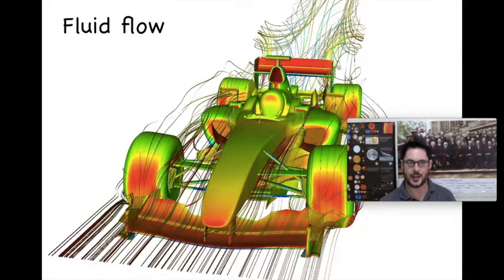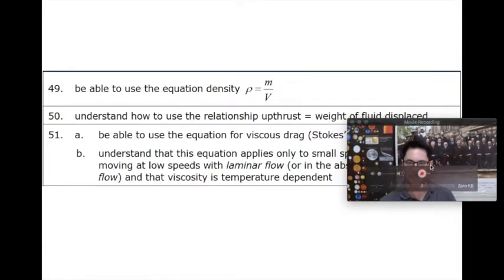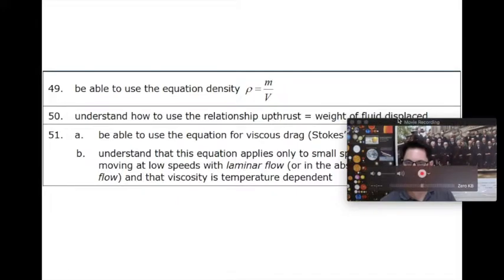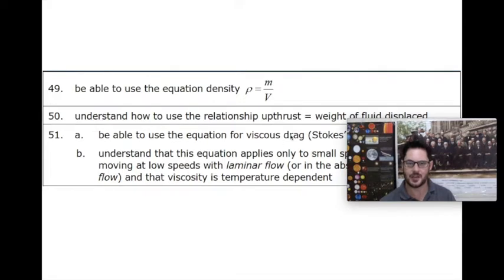Okay, let's dive right in. Here we're going to be talking about density, which equals mass over volume. We're going to know upthrust equals weight of liquid displaced, and we're going to talk about something called Stokes' law, and then what we just mentioned, laminar flow and turbulent flow, the two ways in which we can describe the flow of fluid over an object.